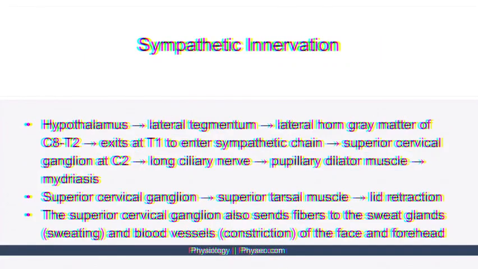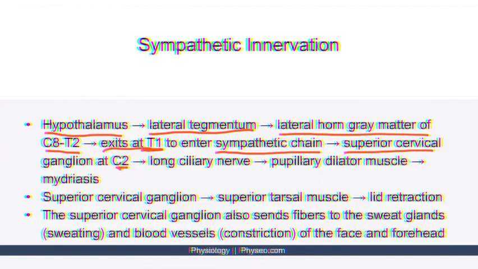So now let's talk about the sympathetic innervation of the eye. So sympathetic innervation starts in the hypothalamus, then it goes through the lateral tegmentum of the brainstem, and then it synapses in the lateral horn gray matter of C8 through T2. And it exits at T1, and then from there it enters the sympathetic chain. And then it synapses on the superior cervical ganglion at C2.